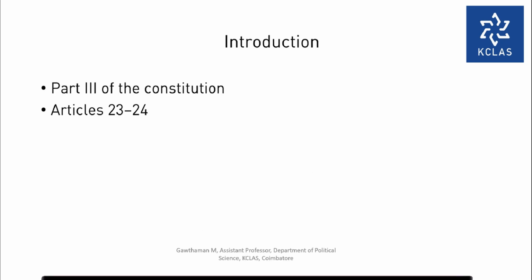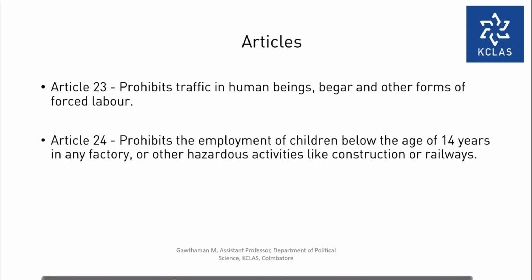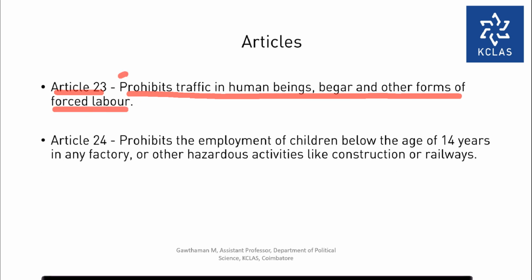Part 3 of the Constitution deals with fundamental rights. In Part 3, we have Articles 23 to 24, which deal with the right against exploitation. So what is Article 23? Article 23 prohibits traffic in human beings, begar and other forms of forced labor. Very important. It prohibits traffic in human beings, begar and other forms of forced labor.